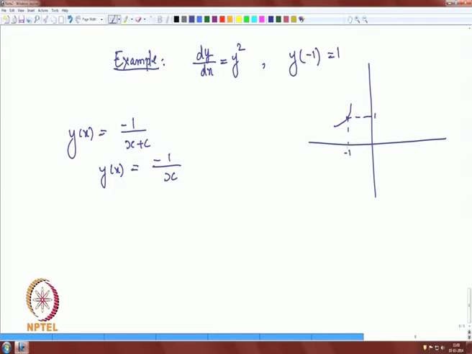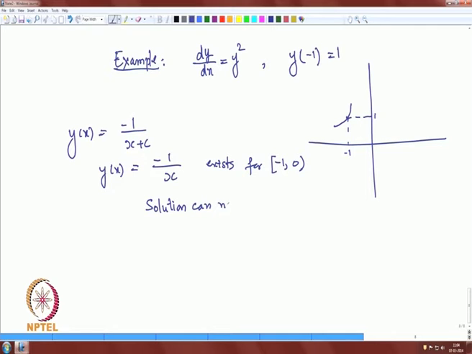And if you look at the interval, this solution exists for minus 1 to 0. At 0 it blows up. Therefore, the solution cannot be continued beyond this point. Up to 0 it cannot be extended.